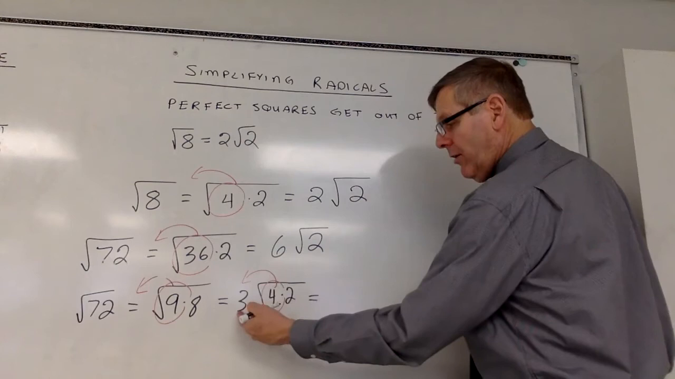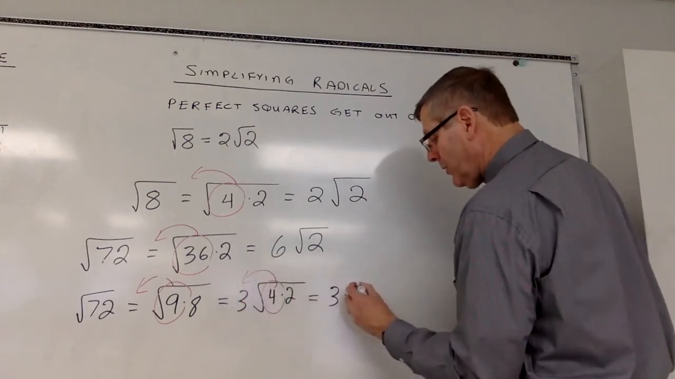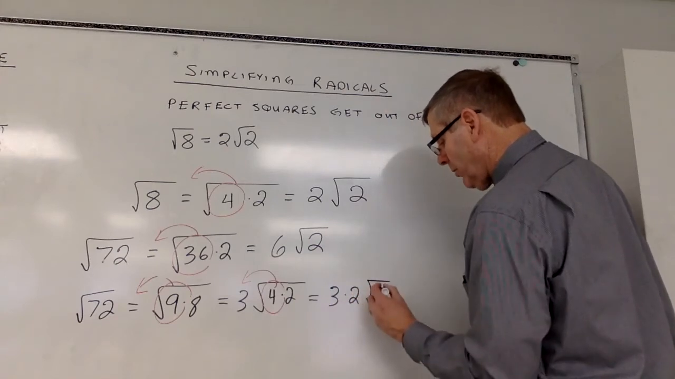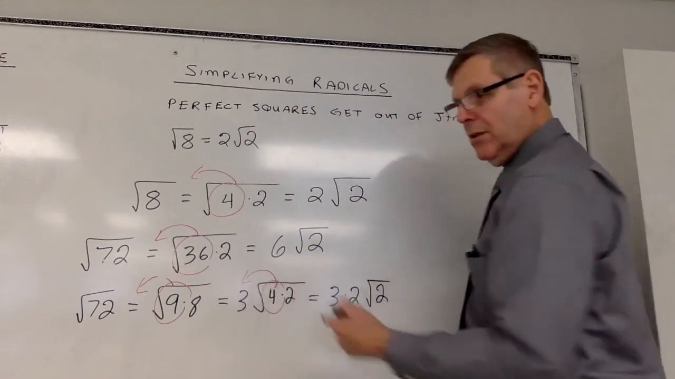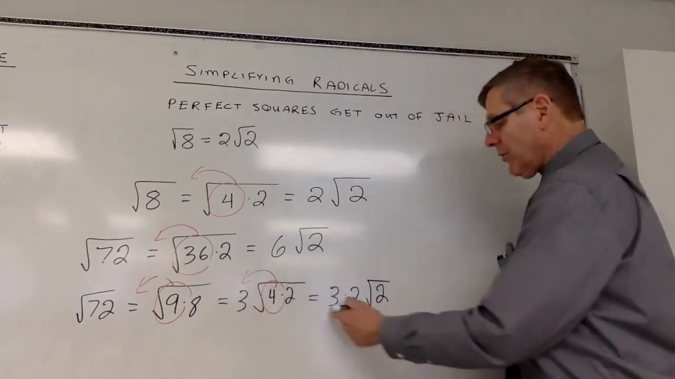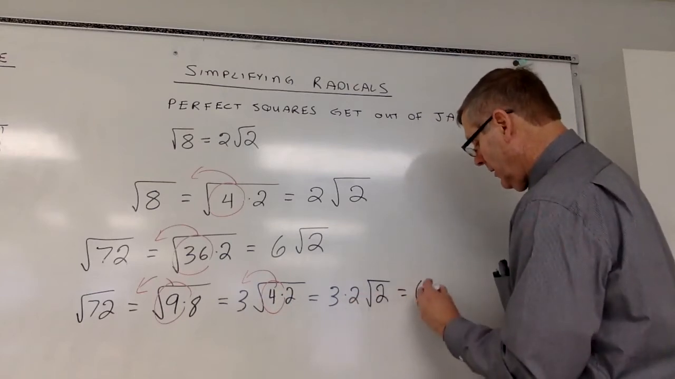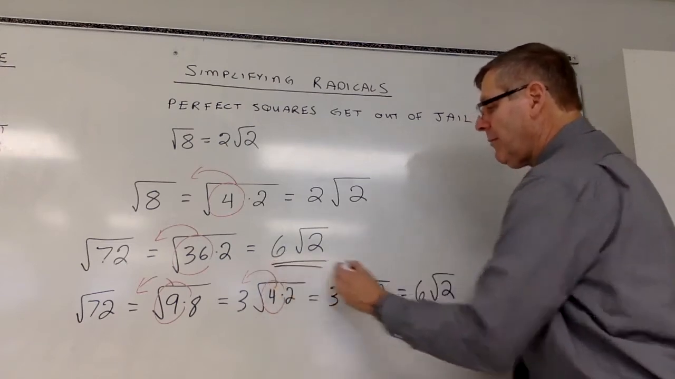So now I already have 3 out here, so it would be 3 times the square root of 4, which is 2, times the square root of 2. Remember, this is multiplication, right? This is multiplication. 3 times the square root of 8. 3 times 2 is 6, radical 2. Okay, so there again, we get the same answer.